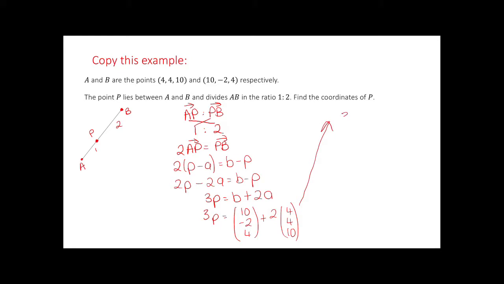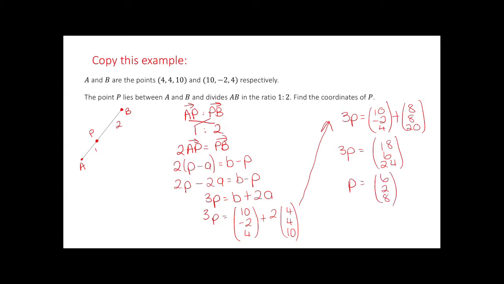I'm going to move up here where I've got more space. So 3P is equal to (10, -2, 4) plus (8, 8, 20). So 3P must be equal to (18, 6, 24). Now at that point, we don't want 3P, we just want P on its own. So P must be (6, 2, 8).